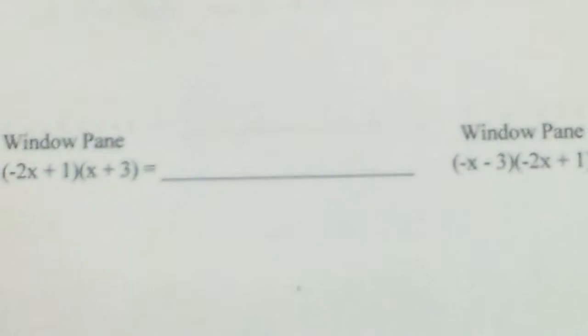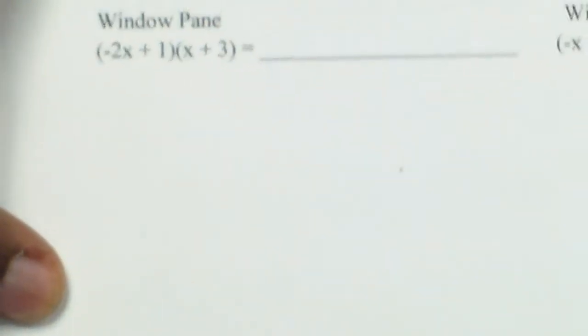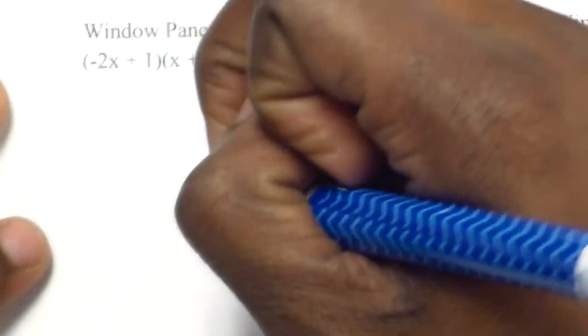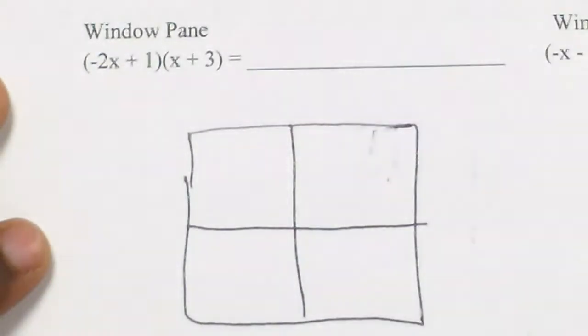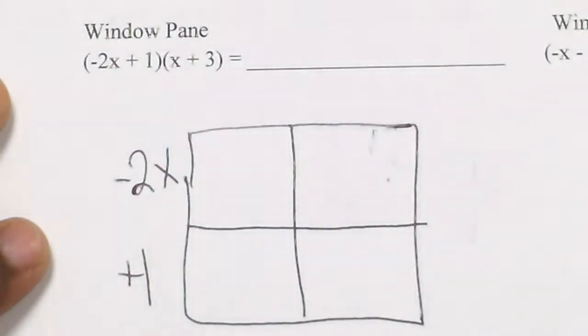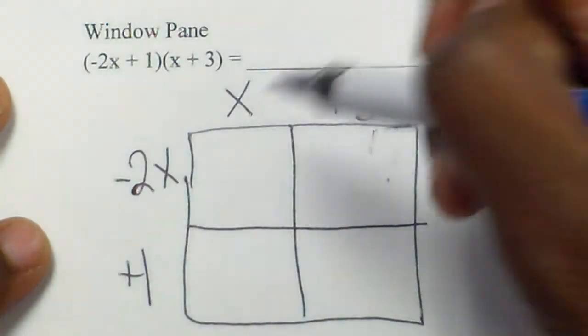Flip it over. And I'm sure by now you're tired of algebra tiles. So if you want to do this problem using the tiles, you can. But I'm going to do the same problem using the window pane method. If you prefer the tiles, you could do the tiles. Just double check you come up with the same answer as us. So we draw our window pane. We label the outside negative 2x at the top, positive 1 at the bottom, x at the top, and a positive 3. And we multiply.